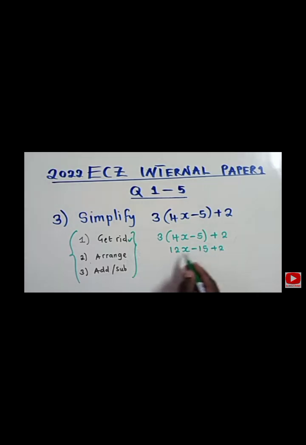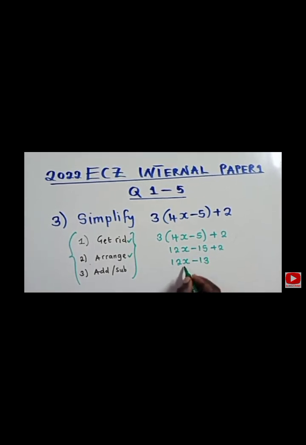Number 2, we arrange or group our work. This one, it's already grouped, so we are done. Number 3, we add or subtract. So it will be 12x, because 12x is just alone, or the term that has got a variable x is just alone. So we write it the way it is, and here we say negative 15 plus 2. That will definitely give us a negative 13. Okay, so this is our answer.